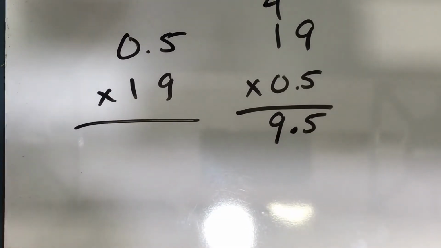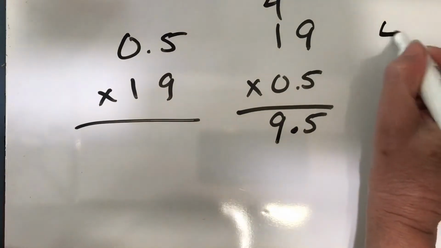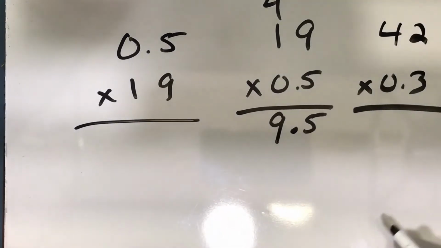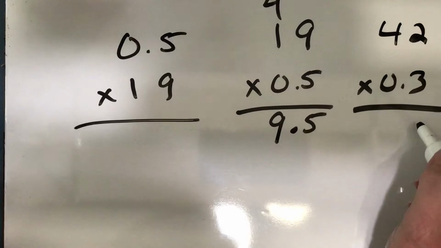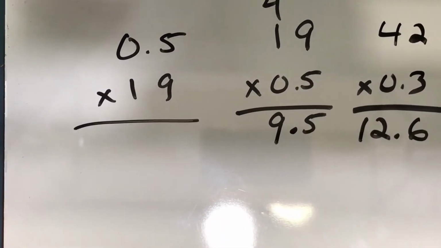Okay, number 6 is 3/10 times 42. Well, I'm going to put the 42 on the top and then put the 3/10. Okay, and multiply it just like it's whole numbers. 3 times 2 is 6, 3 times 4 is 12, and I have one decimal place, 12 6/10.